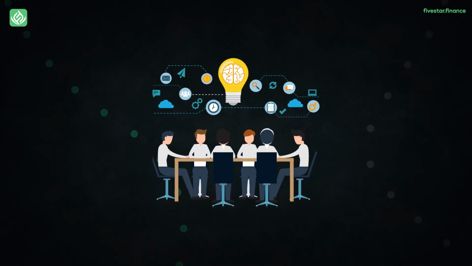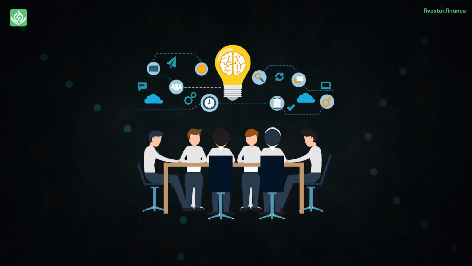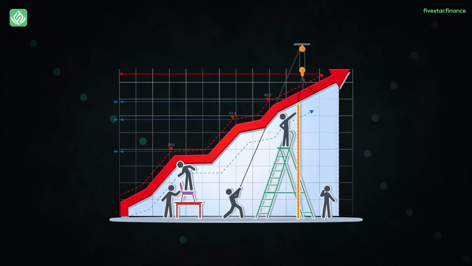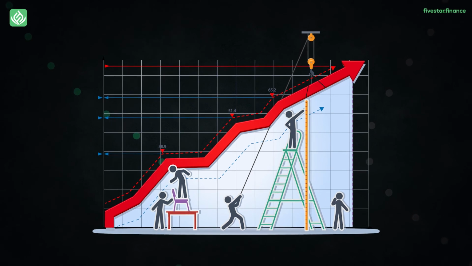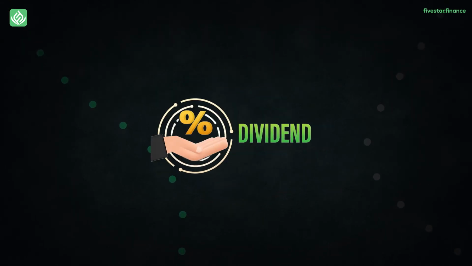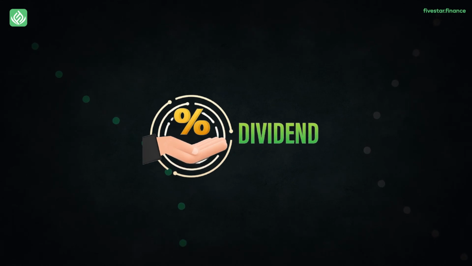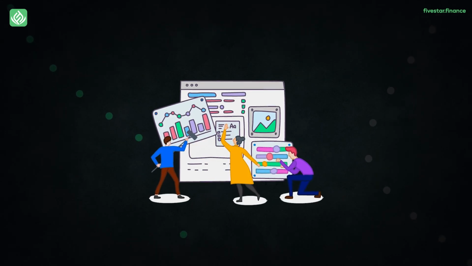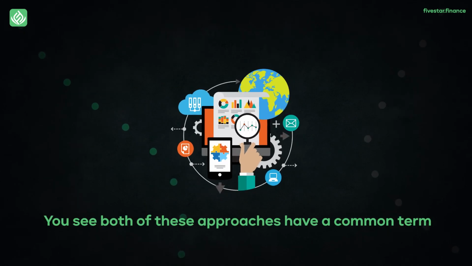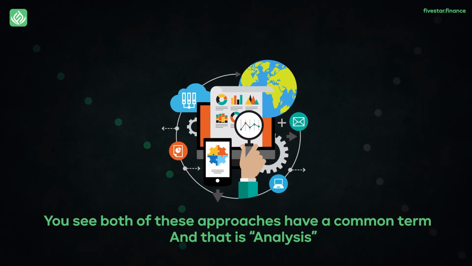Not to forget that every value investor has his or her own goals and benchmarks. Some are looking for long-term growth stocks by using the buy and hold strategy, whereas the other side is looking for some short-term quick cash using the dividend aristocrats as their investing benchmarks. But everything stems from an investor's ability to analyze stocks. You see, both of these approaches have a common term, and that is analysis.